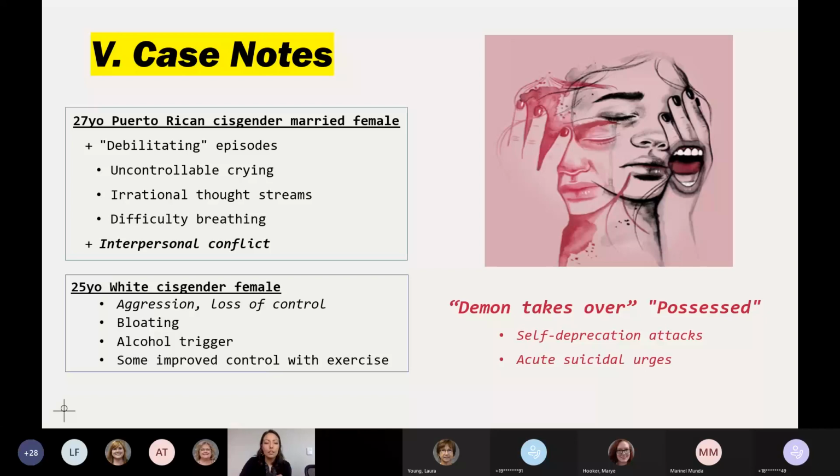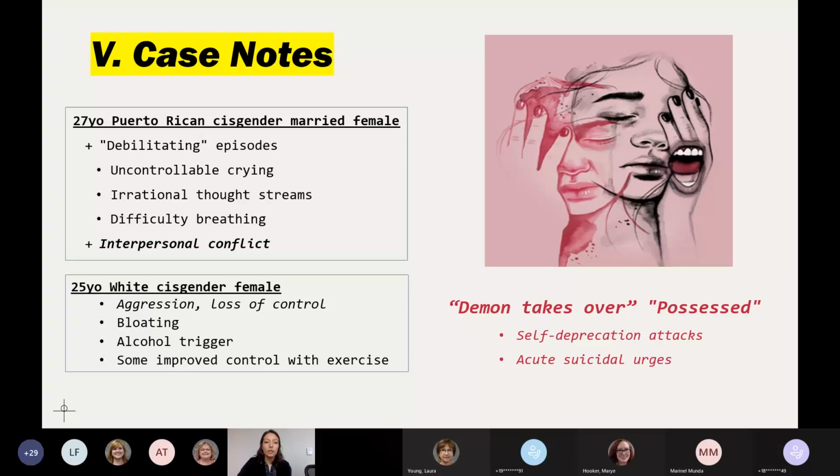The second case is a 25-year-old white cisgender female, and her predominant affective symptom and complaint was aggression and loss of control. She was in an all-female metal band, and during the time that she was experiencing these luteal phase symptoms, she described getting so out of control, so angry, that she smashed guitars and was almost ruining their shows, and it was causing really intense interpersonal conflict in her relationships.